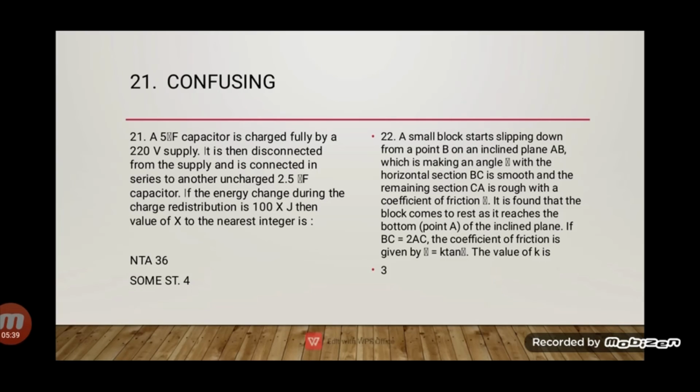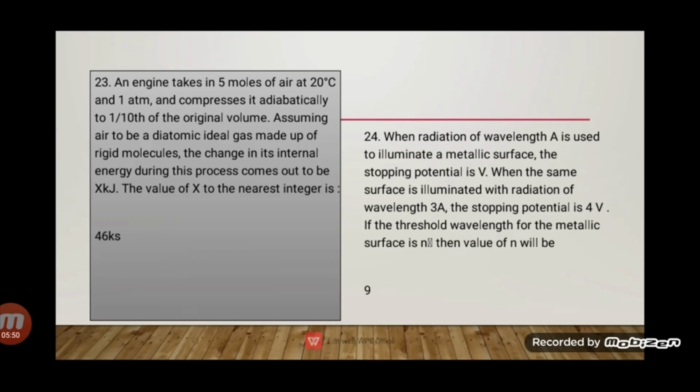A small block starts slipping down from a point B on an inclined plane AB, which is making an angle with the horizontal; section BC is smooth. The answer of this question is 3. Next, 23: an engine takes in 5 moles of air at 20 degrees Celsius and 1 atm, then compresses it adiabatically to 1/8 of the original. It means if the original volume is V, then the volume after compression is V by 8. The answer of this question is 46.